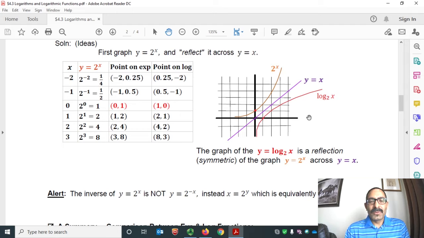And one more quick note. If you graph those points from this fourth column and join them, this gives you these log functions.